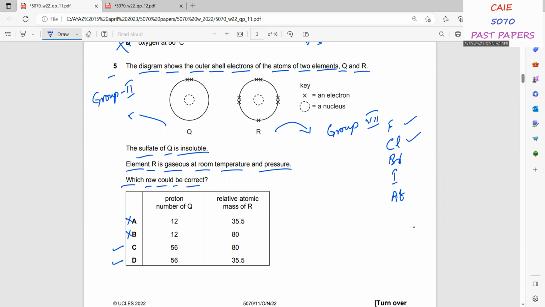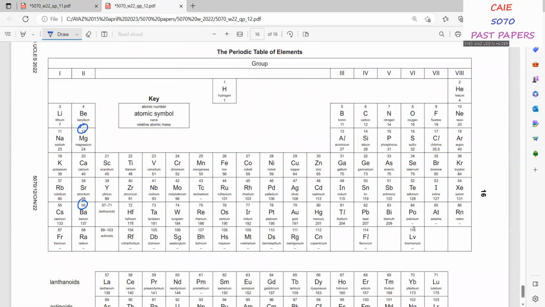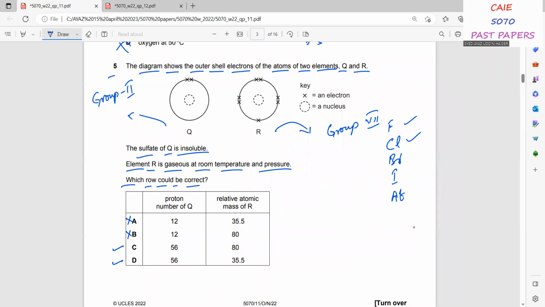Now coming to the relative atomic mass of R, 80 and 35.5. Look at the periodic table. 35.5 is for chlorine and 80 is for bromine. So the answer must be chlorine. The reason is that chlorine exists in the gas state. So D is the right answer for this question.